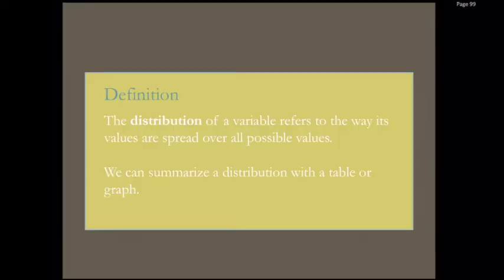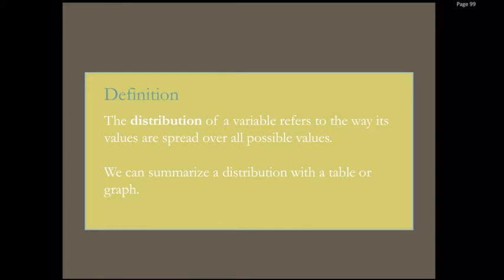So the distribution of the variable we're looking at, for example, it could be eye color, it could be height, refers to the way the values are spread over all possible values. And we can summarize this distribution with a table or a graph, and we're going to make both coming up real soon.